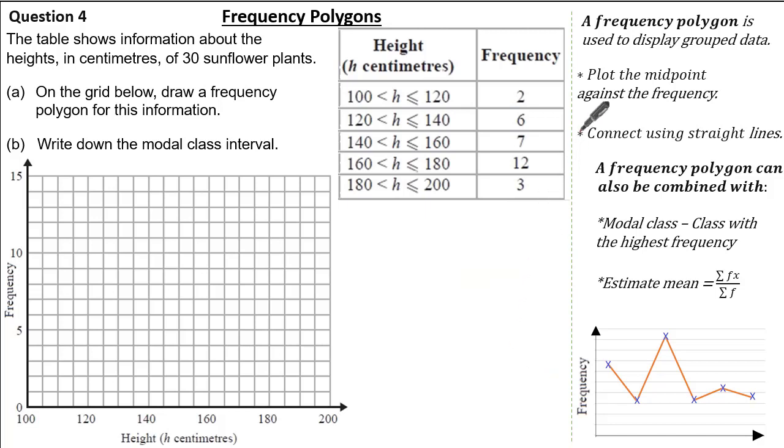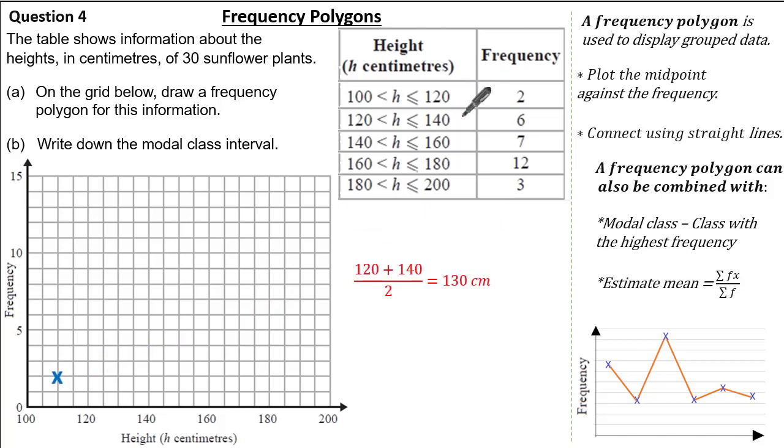Remember our 2 points when we're drawing a frequency polygon. Always plot the midpoint against the frequency and connect using straight lines. So let's find the midpoint between the heights of 100 centimetres and 120. Well, remember the nice little trick. Sum the lowest and the highest class values and divide by 2. So we plot 110 centimetres with a frequency of 2, which gives me my point here.